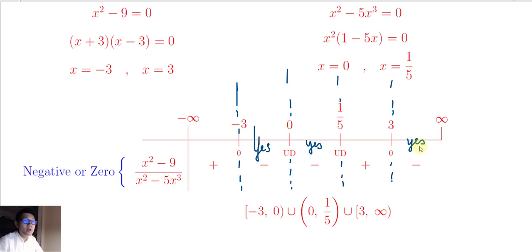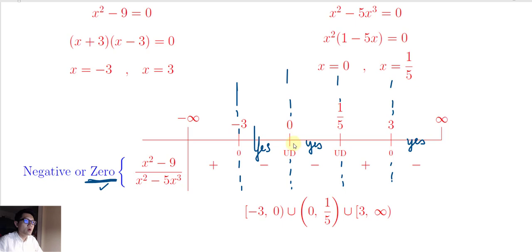So how do I write the answer in interval notation? I know that I'm also looking for the 0. In this yes interval, from minus 3 to 0, we write minus 3, 0. The reason I use a bracket on the minus 3 is because minus 3 makes the function 0, which is what I'm looking for. So I want to include that minus 3. For the 0, where it is undefined, I have to use a parenthesis. You cannot include a 0 because that makes your function undefined.